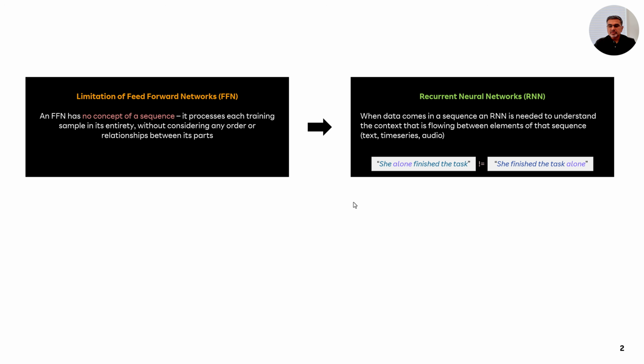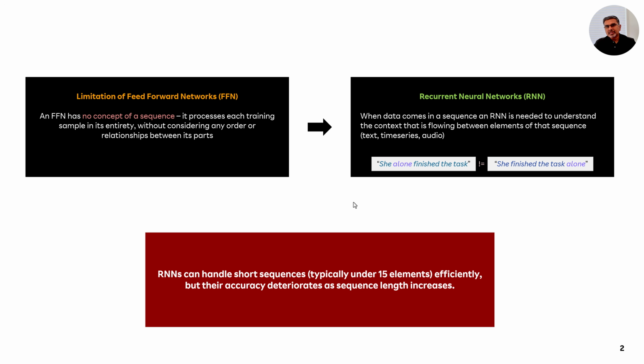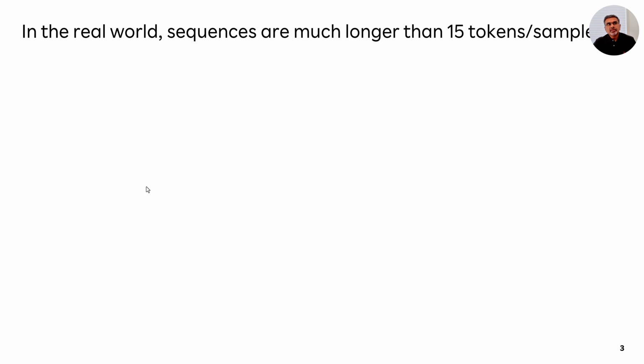So one of the limitations of an RNN is that it can handle short sequences, essentially sentences that have, let's say, less than 15 words. Once the sentence starts to get longer or the time series window starts to get longer, the accuracy of an RNN starts to deteriorate. Now, in the real world, sequences are definitely much longer than 15 words.